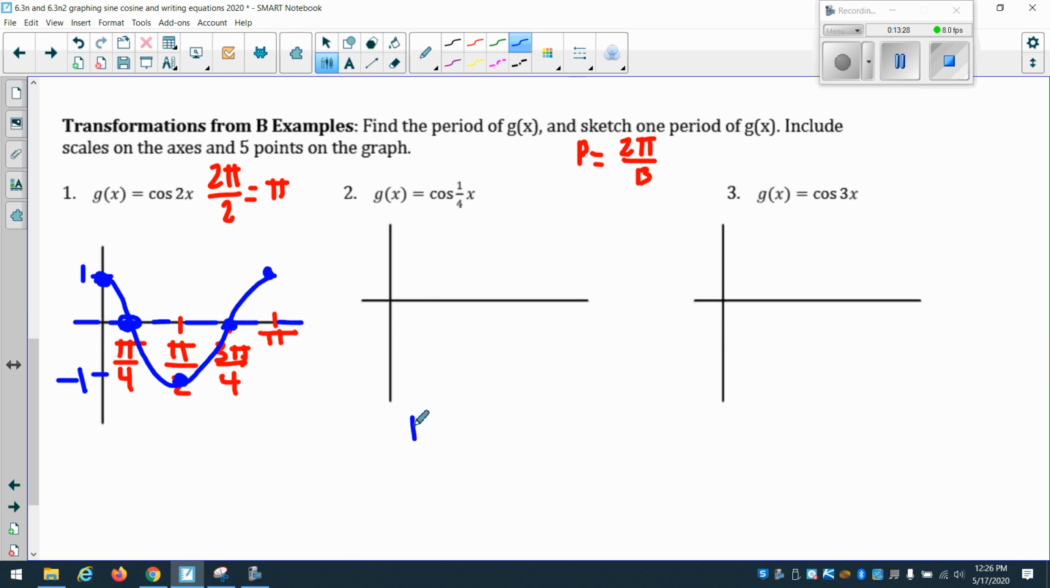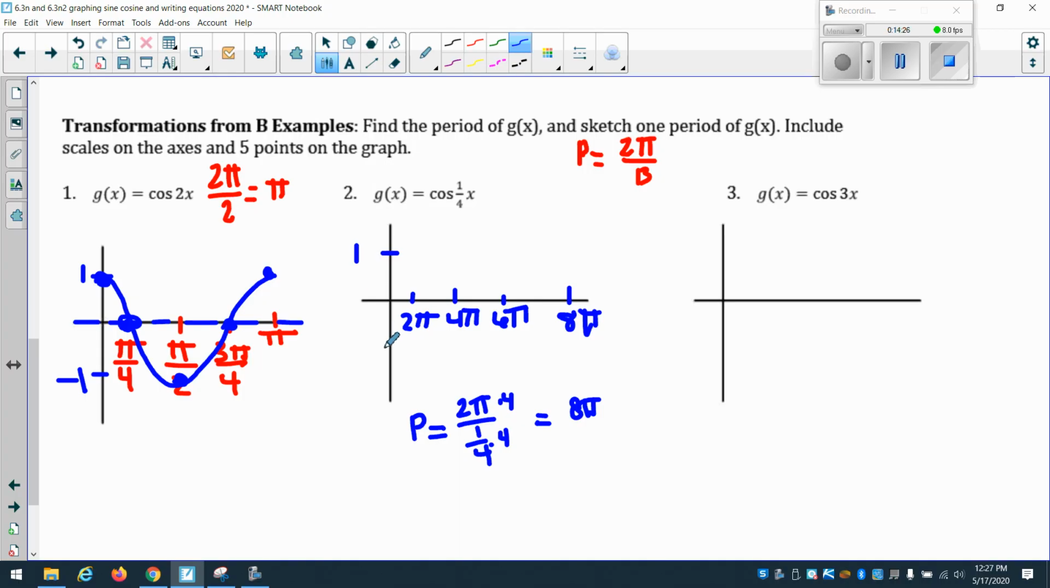Okay, we have the period equals 2 pi over 1/4. So you multiply both sides by 4 over 1, to get 8 pi. So if we have 8 pi, divide by 2, we get 4 pi. Take 4 pi, divide by 2, get 2 pi. 2 pi, multiply by 3, we get 6 pi. And you would still get the same thing if you did 8 pi divided by 4 to get 2 pi, and that means you're going up every 2 pi units.